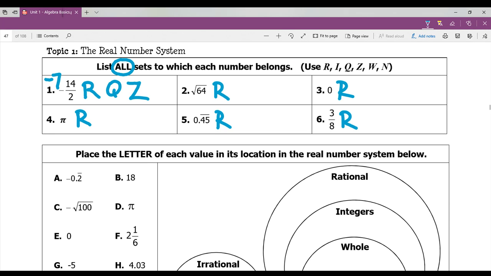Square root of 64. If you type that in your calculator, that's secretly 8. Okay? 8 is rational because I can do 8 over 1. It's an integer, it's whole, and it's natural. Right? 0, that's rational. I can do 0 over 1. It's an integer, and it's whole, but it's not natural. Okay, naturals start at 1.